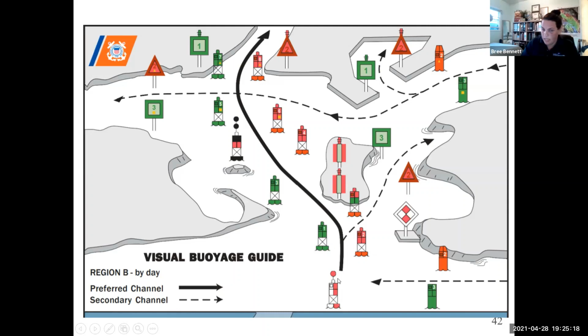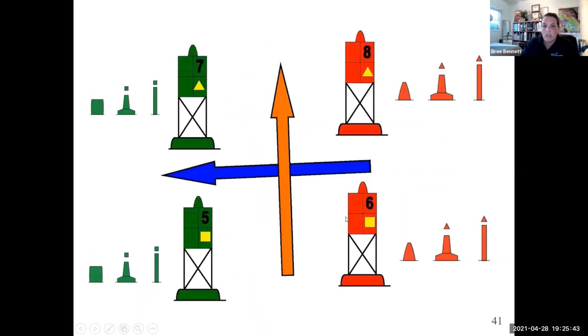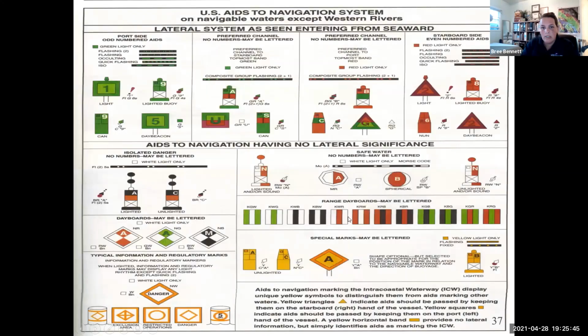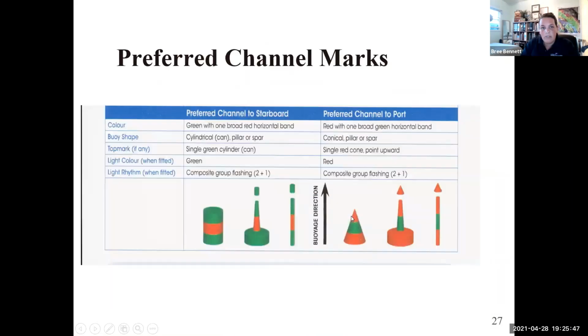So again, your safe watermark starts the channel. And then if you want to go in the main, we keep our red to the right, our green to the left. But if we have a bifurcation, that stripe is telling us the secondary. That stripe is telling us, do we want to keep it to the left or to the right? So let me go back to, again, I feel like all of these are out of order. I don't know why.